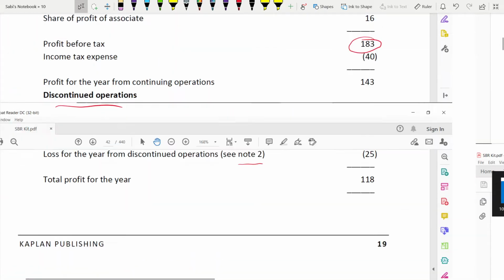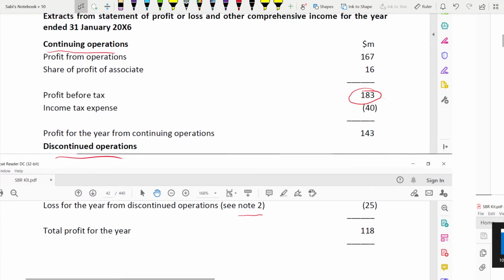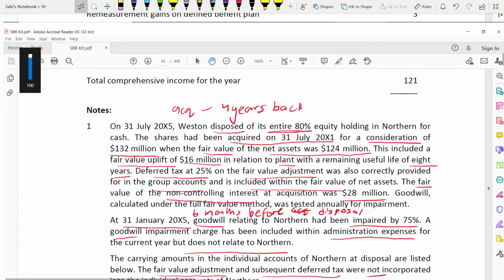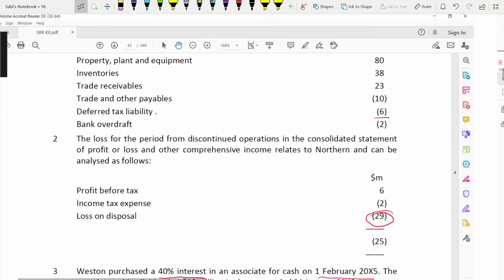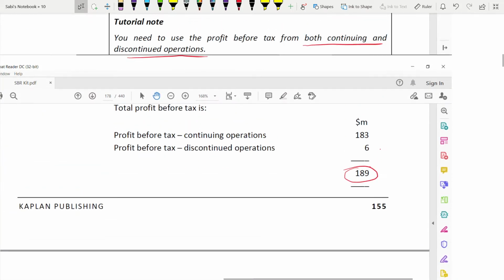When you go to the continuing operations, what is the profit? It is 183. So this 183 is not enough. Discontinued operations you also have to take. If you see, it's a loss, but before this loss there's a note 2. So go to note 2. Note 2 says there is a profit. What is that profit? This 6 you have to add to the 183 to get 189, because this is from discontinued operations. That's why there's a separate note.